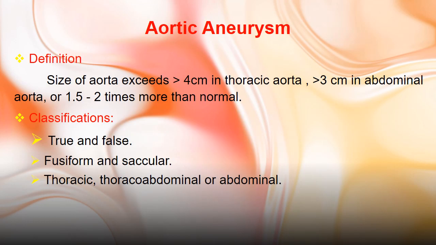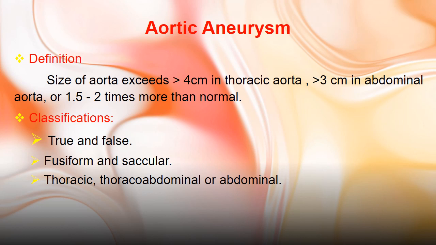As we said, the maximum diameter of the aorta doesn't exceed 3 centimeters. So if there is an increase in the aortic size more than 1.5 to 2 times normal, this is considered an aortic aneurysm, or if it exceeds or equals 4 centimeters in the thoracic aorta and 3 centimeters in the abdominal aorta. The types of aortic aneurysm.